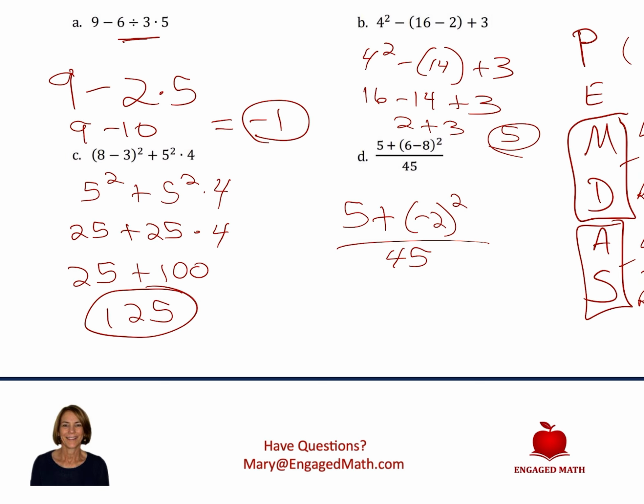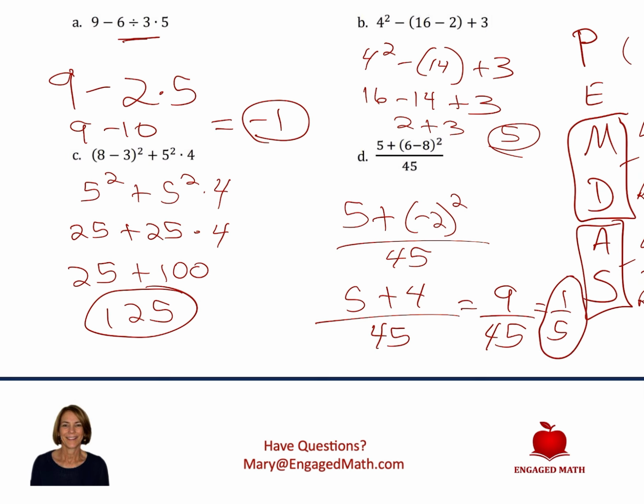All right, so we have 5 plus, be a little careful here, negative 2 squared right here. Remember, that is not just negative 2 times 2, it's negative 2 times negative 2. So negative times a negative is a positive. So we have 5 plus 4 over 45, which gives us 9 over 45, which is going to reduce to 1/5. And that is our final answer.